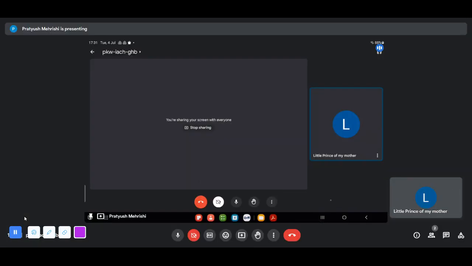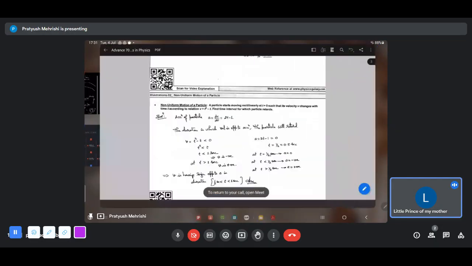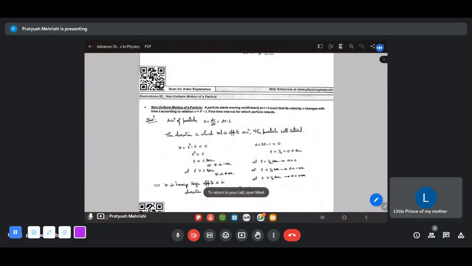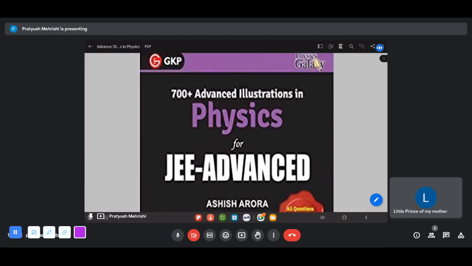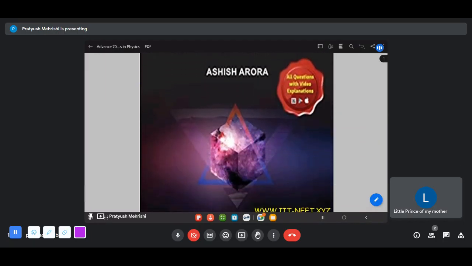Is the screen visible, sir? Yes, it is visible, no issue. This is the book which I have sent to you. This is Physics for JEE Advanced by Ashish Arora.